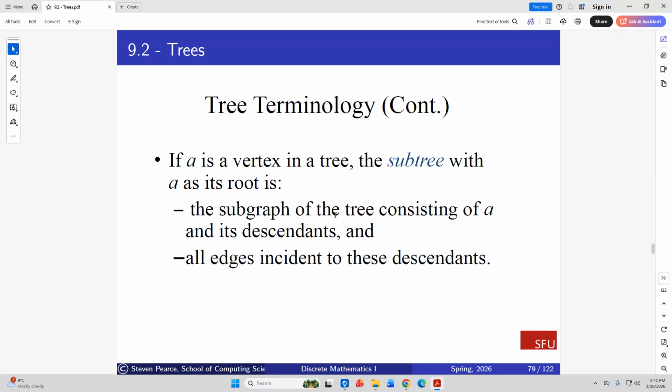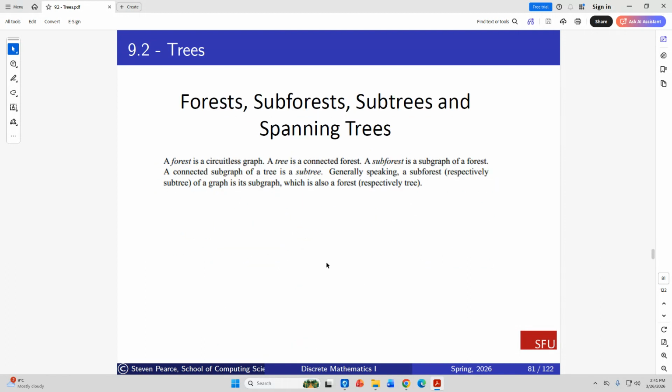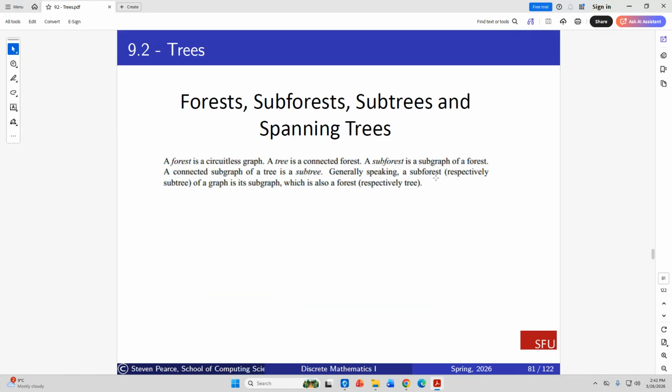Okay, so spanning trees. We know what a subtree is. There it is. This is subtree B, subtree D. We talked about it already. A forest is a circuitless graph. A tree is a connected forest. A subforest is a subgraph of a forest. A connected subgraph of a tree is a subtree. Generally speaking, a subforest, respectively subtree, of a graph is its subgraph, which is also a forest, respectively a tree.